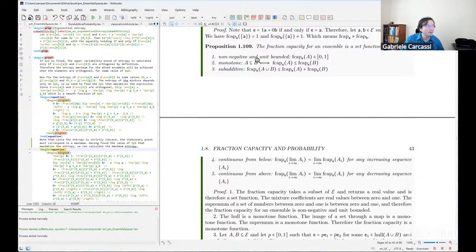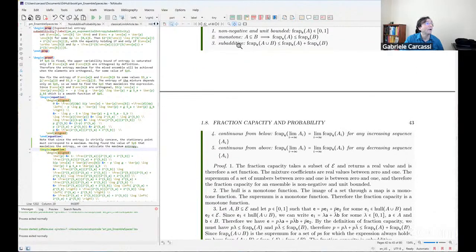It is monotone. Again, if we make the set bigger, the fraction capacity can only increase. The hull is a monotone function. The image of a set through a map is a monotone function. The supremum is a monotone function. Therefore, the fraction capacity is a monotone function. We have subadditivity even in this case. The fraction capacity of E for the union of two sets A union B is less than or equal to the sum of the fraction capacities.